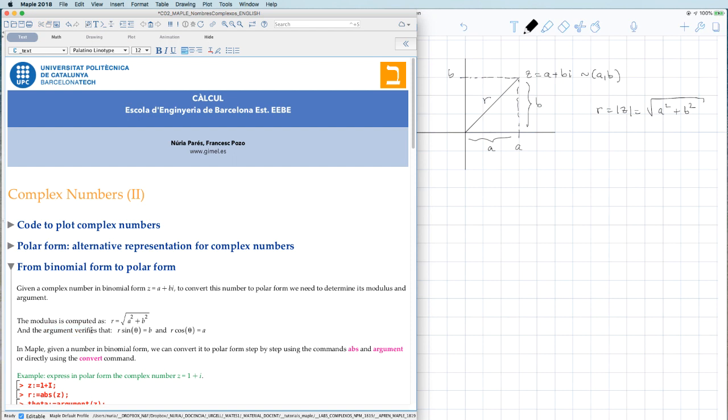And what about the argument? So now let's see what about theta. So we have that the cosine of theta is going to be a over r.